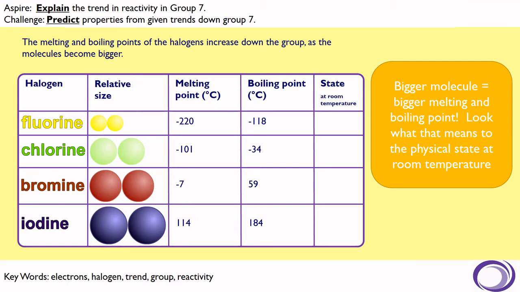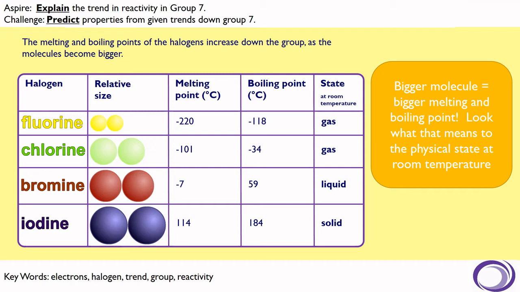Now, if we use the data that we've got to think about the states of these at room temperature, it becomes even more evident that the melting and boiling points are increasing. Because fluorine and chlorine are both gases at room temperature, their boiling point is below room temperature. Bromine would actually be a liquid and iodine would be a solid because both its melting and boiling points are above room temperature. The colour of the substances actually gets darker as well.